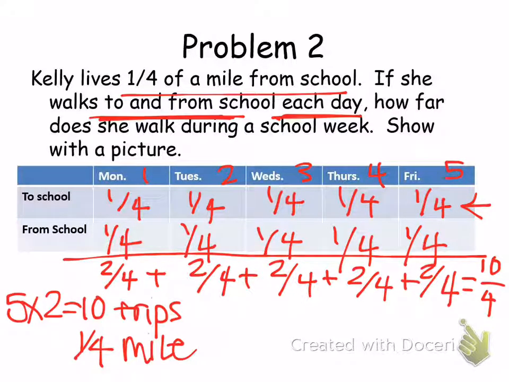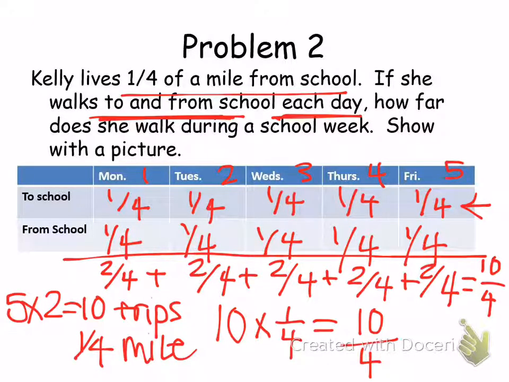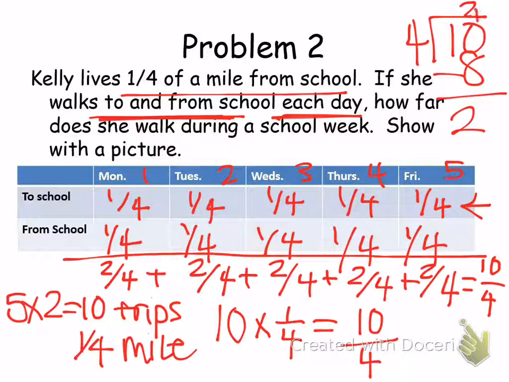I could use what I've already learned about multiplying a whole number times a unit fraction. Remember, a unit fraction has a 1 in the numerator. And I could do 10 times 1 gives me 10, keeping my denominator the same. Now, I'm still not quite done because 10/4 needs to be rewritten as a mixed number. So I could do my division, 10 divided by 4. Do my subtraction, giving me 2 left over. So she walks 2 miles and 2/4 miles.